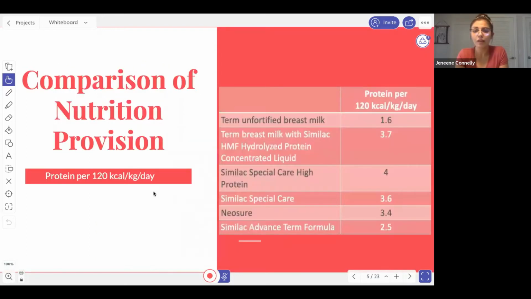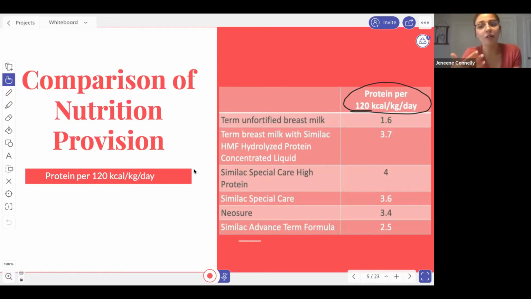And then here we have our comparison of the nutrition provision. So this is protein per 120 kcals per kilogram per day. And then you have all the different types that we've seen before. We know that we've used unfortified breast milk. We've been using the Similac with the human milk fortification. We've been using the Similac, the special care high protein. So this should be nothing new.